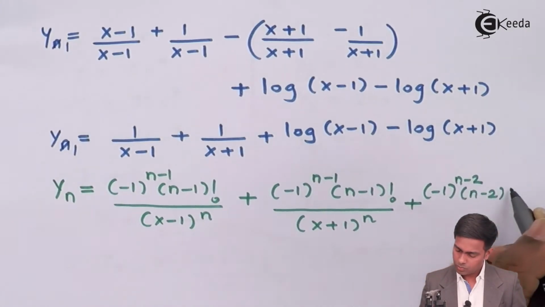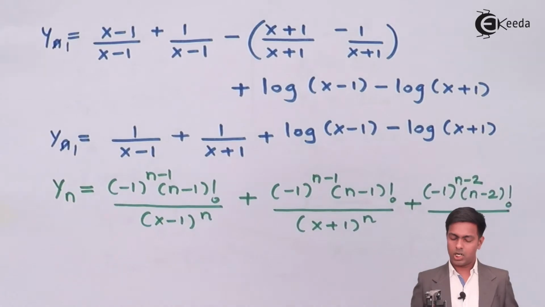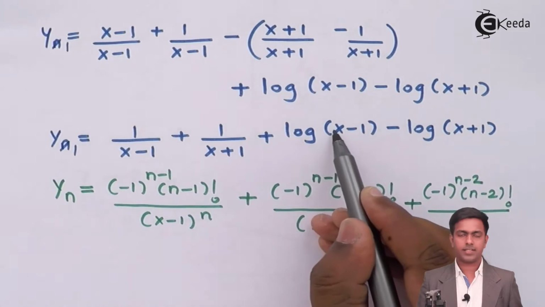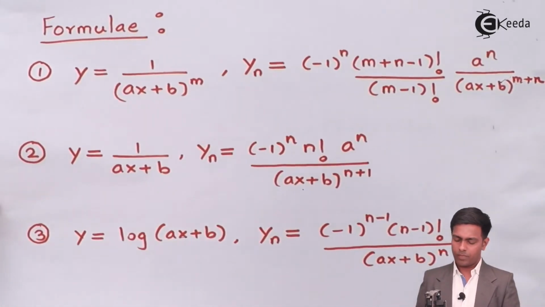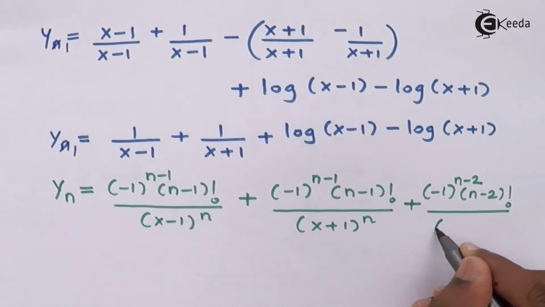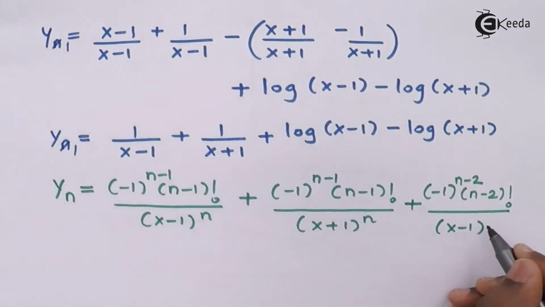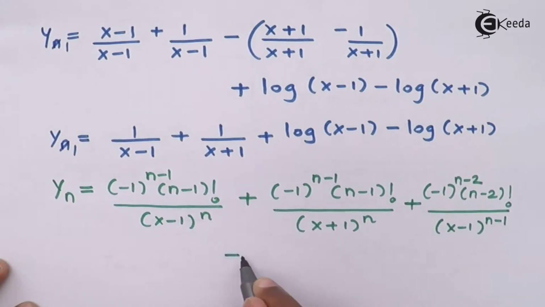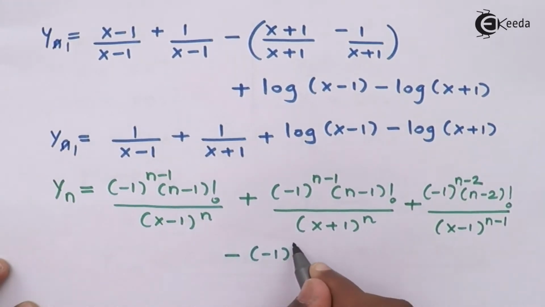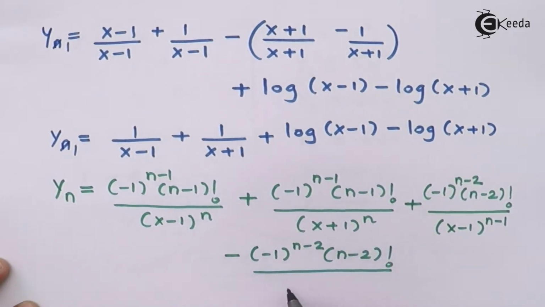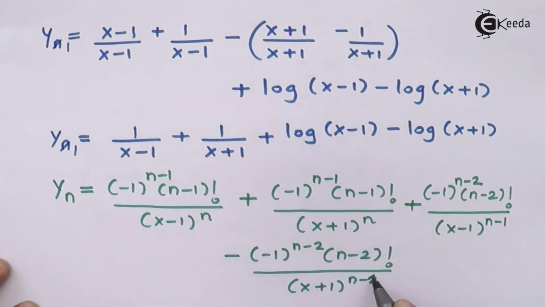Here we'll get n minus 2 factorial upon, now the value of a is 1 because in ax, here we have 1x. So a is 1, and 1 raised to n is 1. Here we'll get x minus 1, and this power will also get reduced by 1, so here we'll get n minus 1. Same thing we'll do with the last term. So minus 1 to the power n minus 2, n minus 2 factorial upon x plus 1 to the power n minus 1.